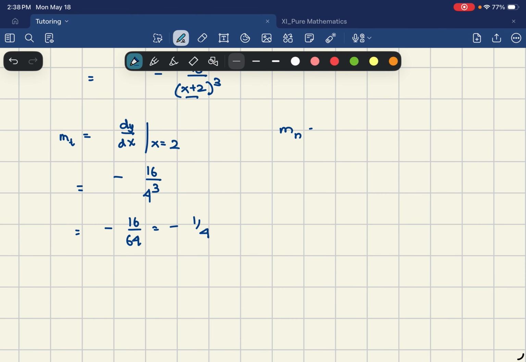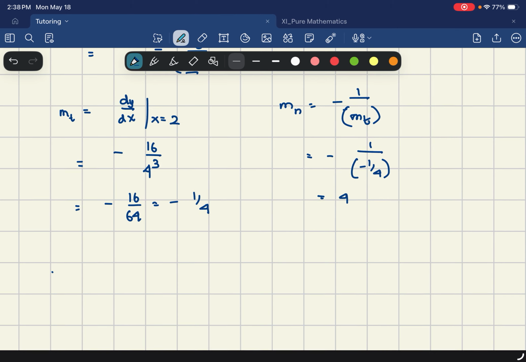And mn is just minus 1 over mt. That is going to be minus 1 over minus 1 over 4, and that is going to give me 4. So y minus y1 is equal to m times x minus x1. So that is going to be the equation of your tangent line, and the equation of your normal line is going to be this. So y minus y1, where y1 is half, remember, 2 comma half.